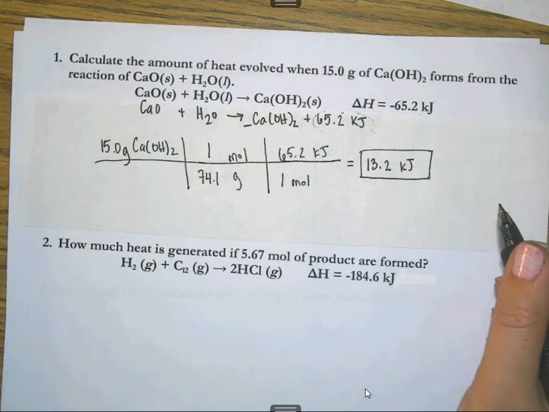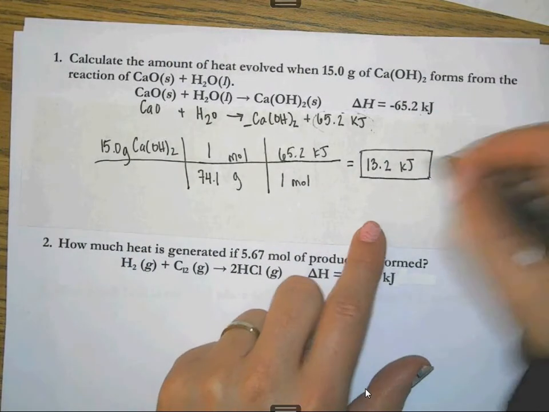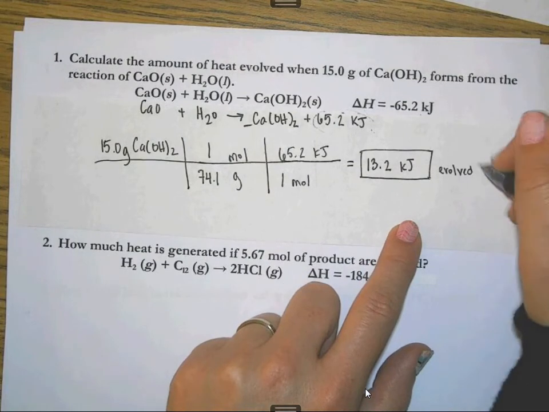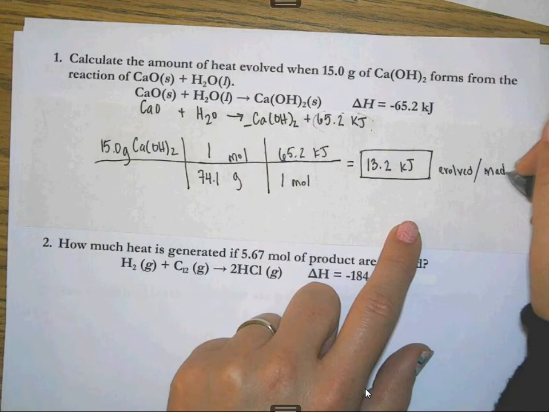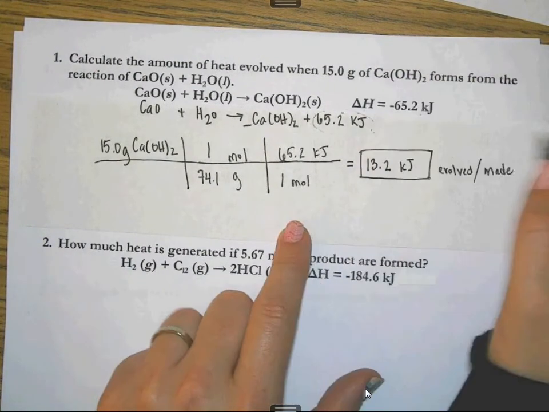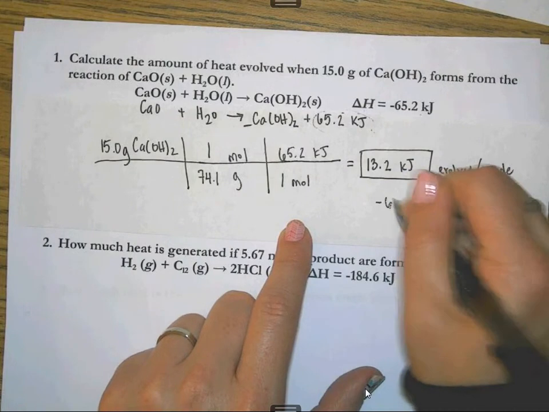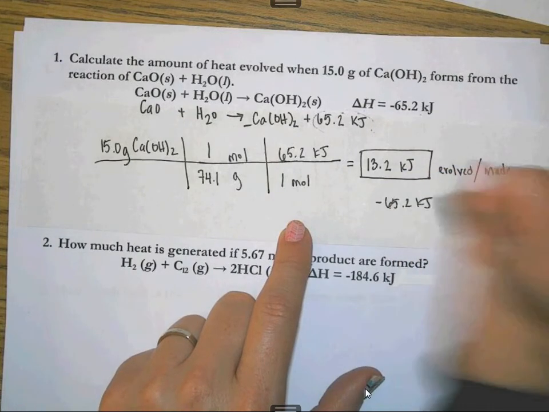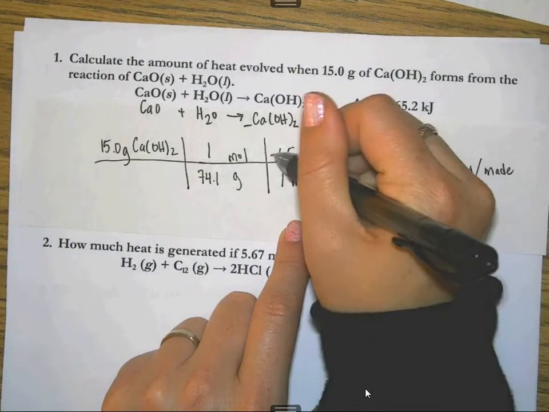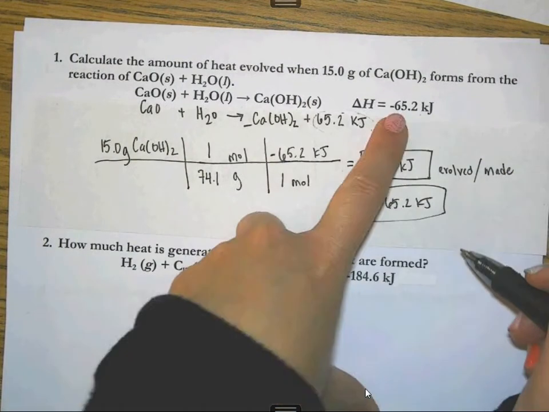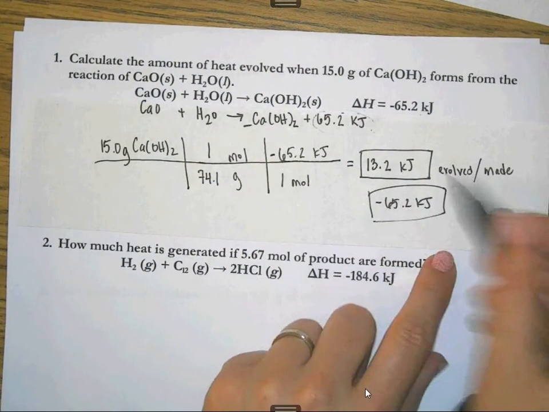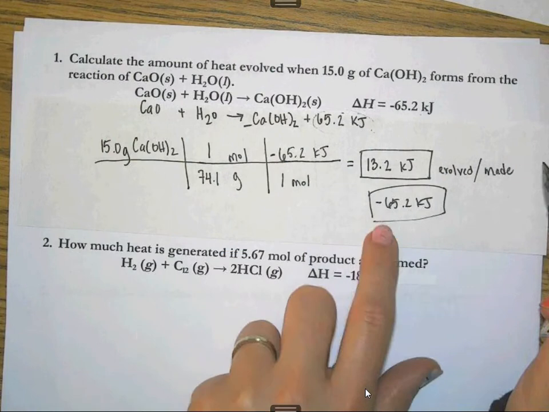Now, here's the other thing. I didn't do anything up here. There's kind of a couple of correct ways to answer this. I can say that there's 13.2 kilojoules evolved, produced, made. I can put words with it that tell me that it was made, or I can answer it as a negative number, that negative 65.2 kilojoules is just simply my answer. I can put the negative in here because it's being given off, and that will give me this negative answer.